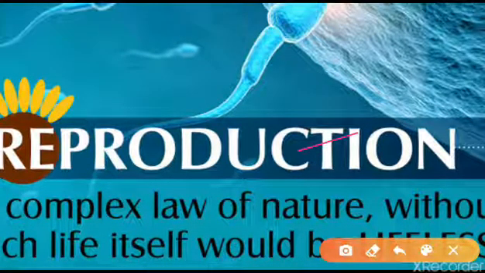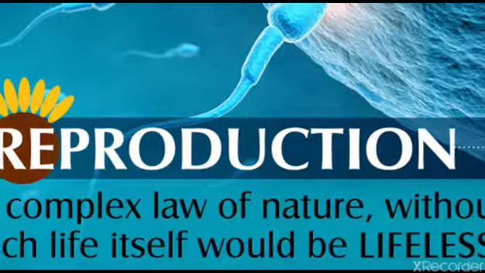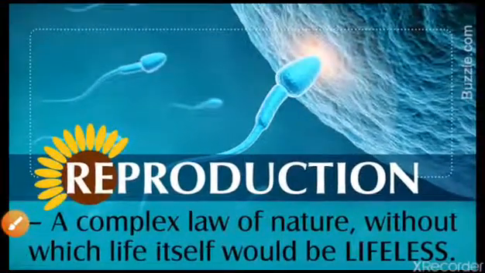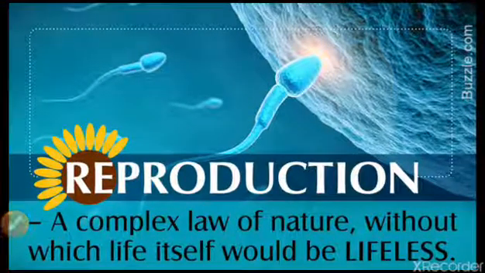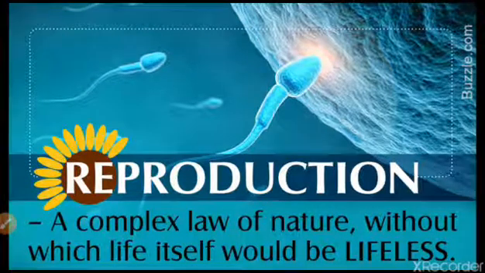So it is the complex law of nature without which life itself would be lifeless. If reproduction is not there, it will be lifeless. As we had read in the first chapter, there are a lot of things that are essential for the life processes to run our life.